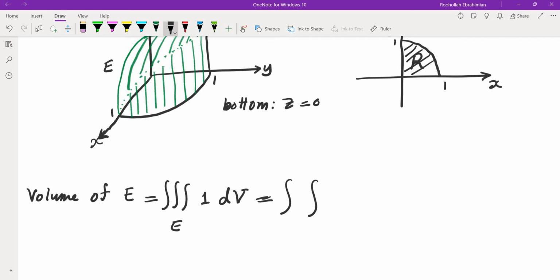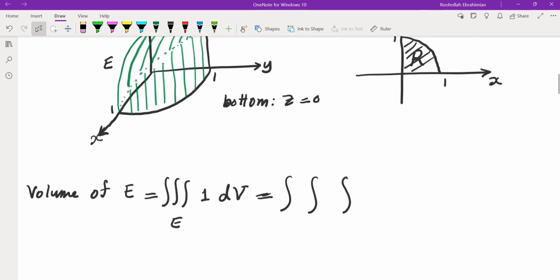So now, since we have a top, we have a bottom, and we also have the projection onto the xy plane as a polar region, we will use the cylindrical coordinates. So the integrand is 1, so we can ignore that. That doesn't need to be changed to cylindrical coordinates, because 1 is already in cylindrical coordinates. Now dV would have to be replaced by r dz dr d theta.